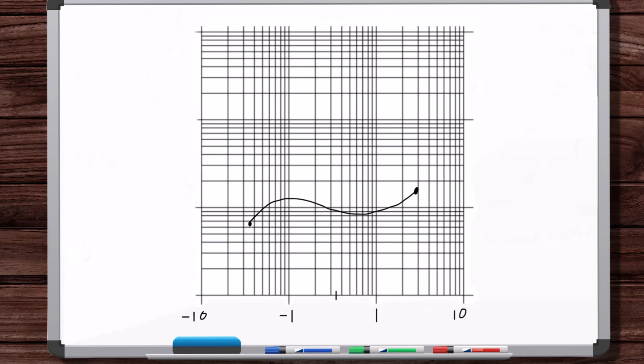Okay, so yeah, that was a long video, but there was a lot to talk about. But you should now have a good, clear understanding of logarithmic scales.